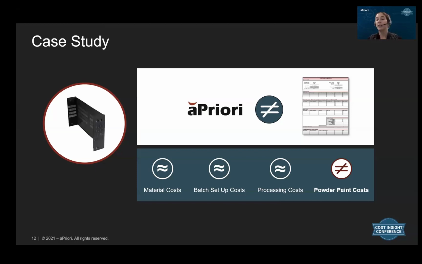Now let's say the supplier didn't provide a cost breakdown. Instead, what the customer could have said is, okay, well, aPriori estimates that most of the cost is in material. Does that match reality? And the supplier would have said, no, most of the cost is in the painting. And then the customer would have identified the paint cost as the big difference and dove into it that way.